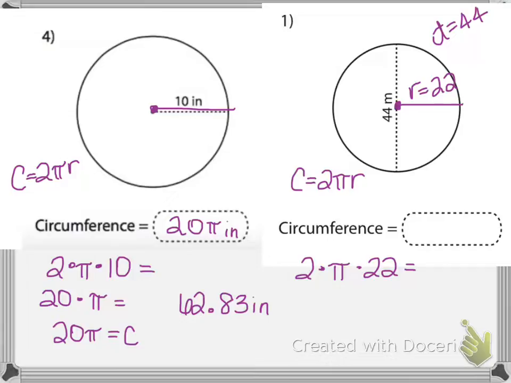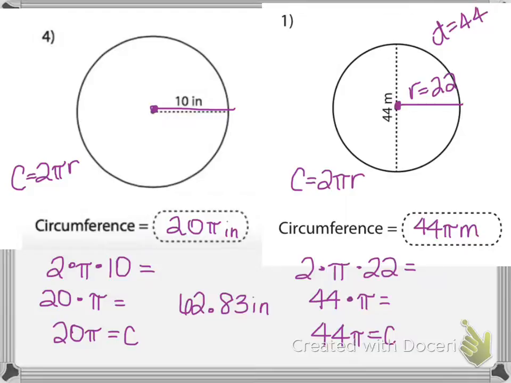Again, I'm going to stick with keeping everything in terms of pi. So we're going to do 2 times 22, and I get 44 times my pi. And again, carrying it just like it's a variable, it's just going to be 44 pi as our circumference. So we can write this up here, 44 pi, and our units are meters, 44 pi meters.